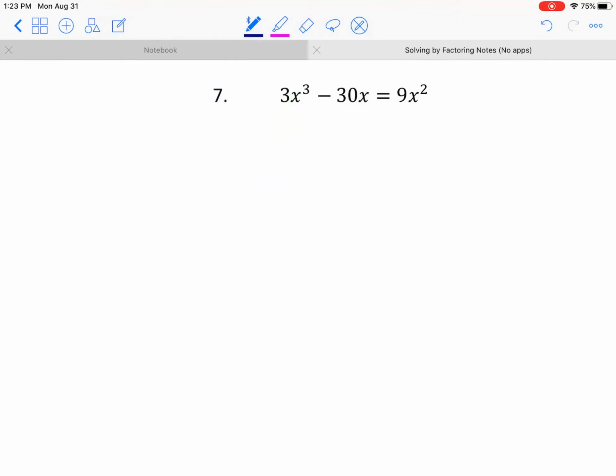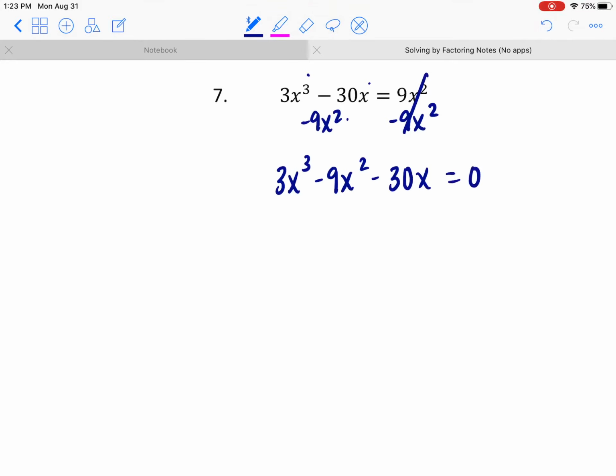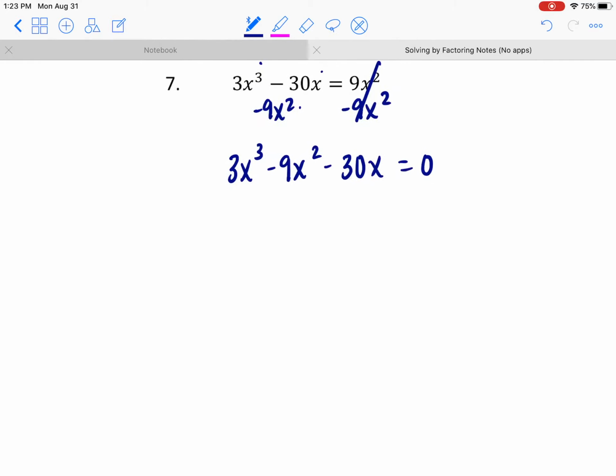So here, same concept where we want our terms in order and equal to 0. So I'm going to subtract this 9x squared over to get a 0. When I subtract it over, it's going to go in the middle so that this is descending order. So I'm going to have a 3x cubed minus 9x squared in the middle minus 30x and then equal to 0. And now I'm going to start my factoring.